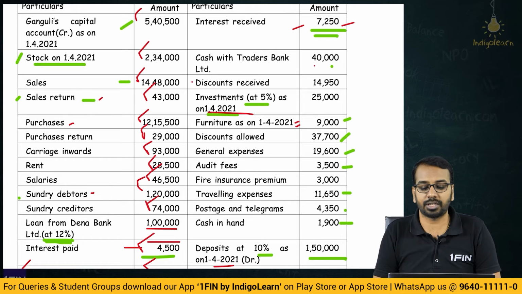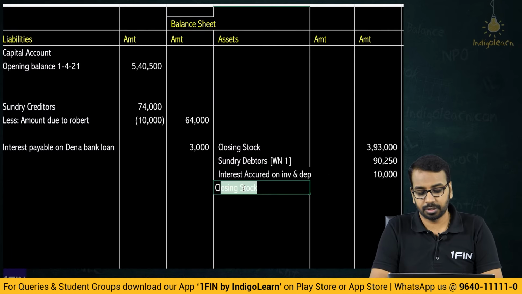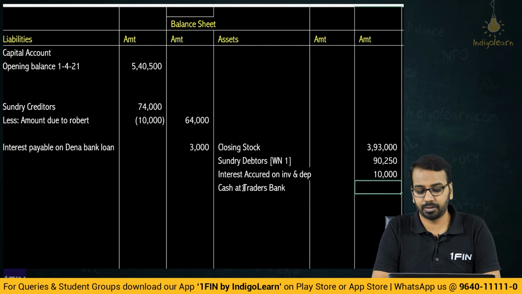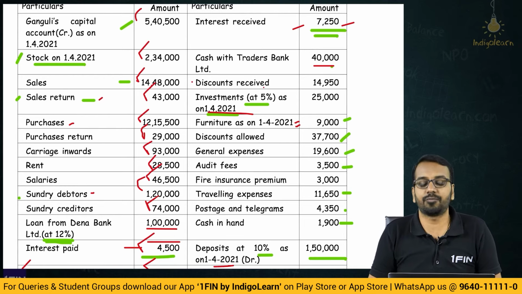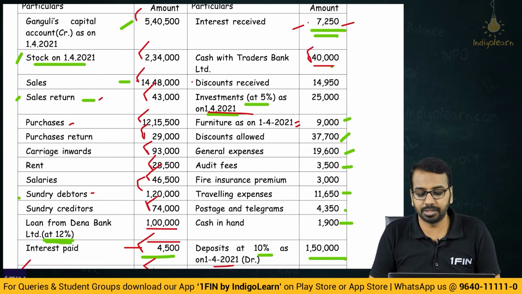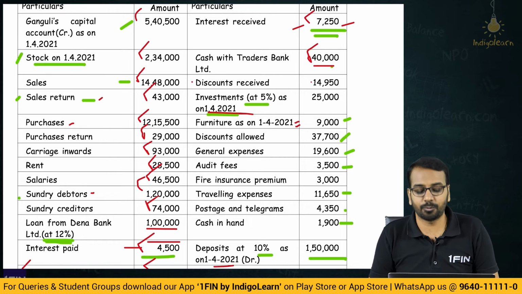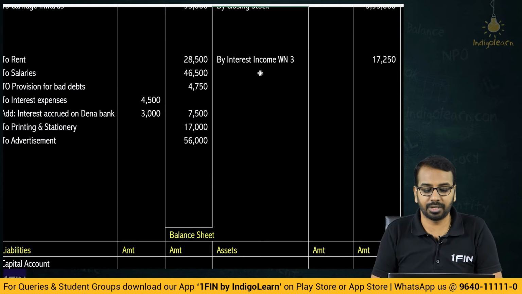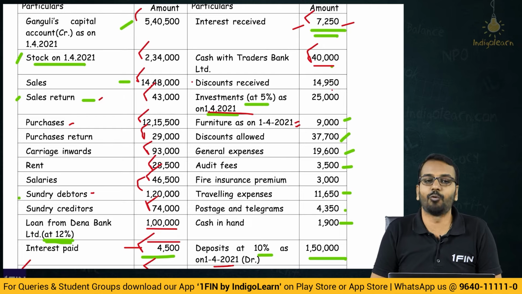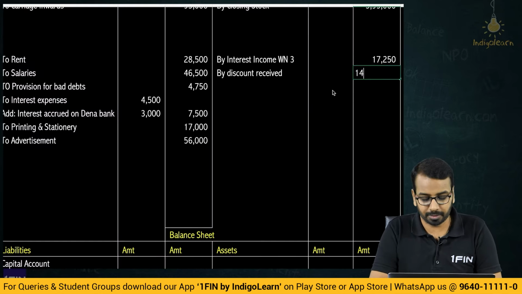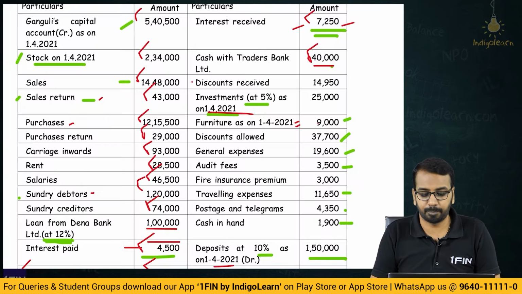Cash with Traders Bank 40,000, balance sheet item. So cash at Traders Bank 40,000. Then discount received 14,950. So this is also done. Discount received 14,950. So on the income side you will take by discount received. How much is the number? 14,950.